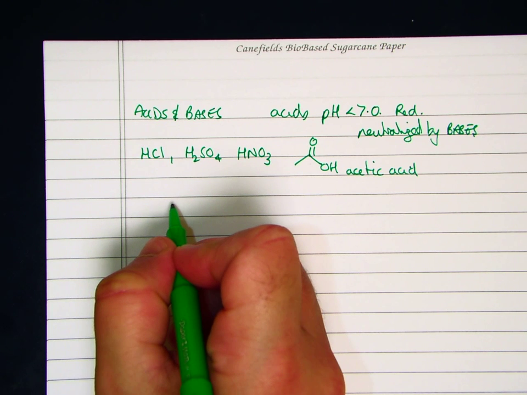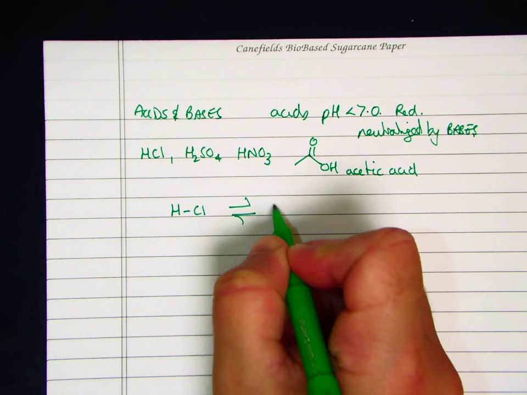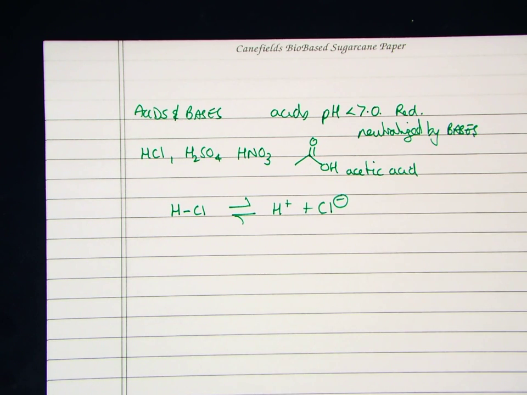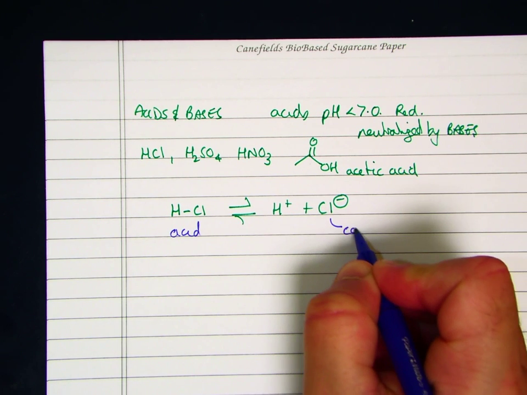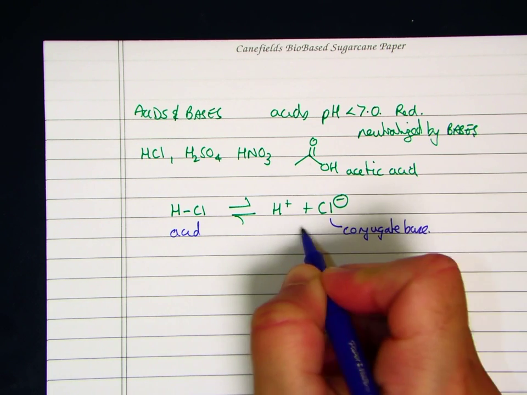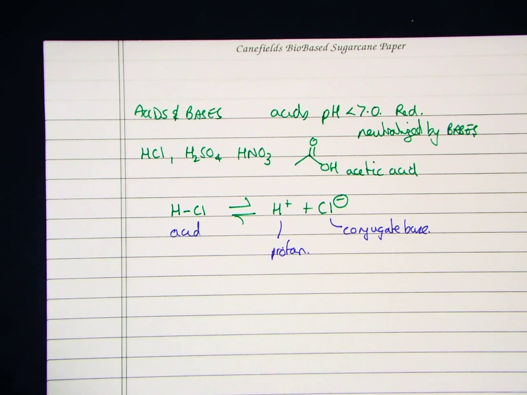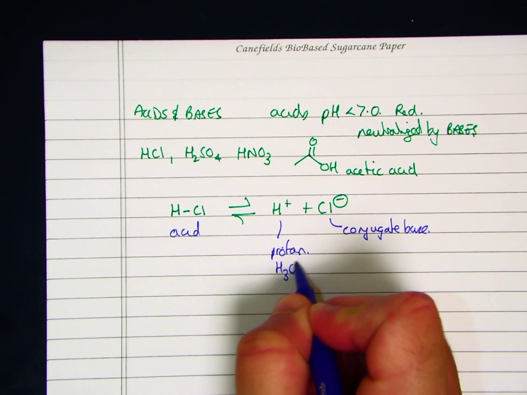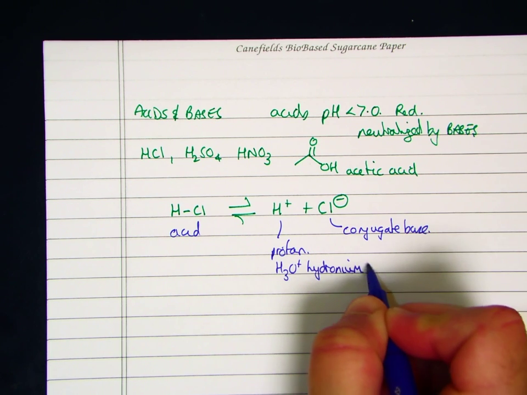When we look at acids, we see the dissociation. Okay, we draw this in equilibrium to give us our proton plus our chloride ion. Obviously then this is our acid, this is our conjugate base, and this is our proton, which we really know is going to be H3O plus, the hydronium ion, which we'll look at in a second.